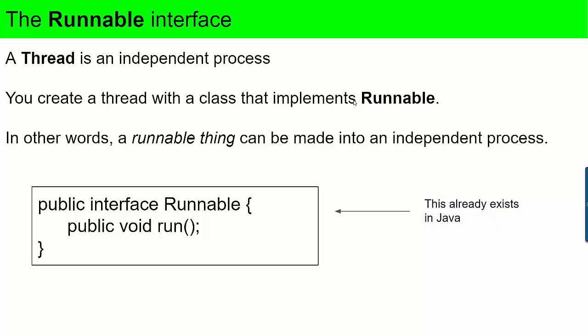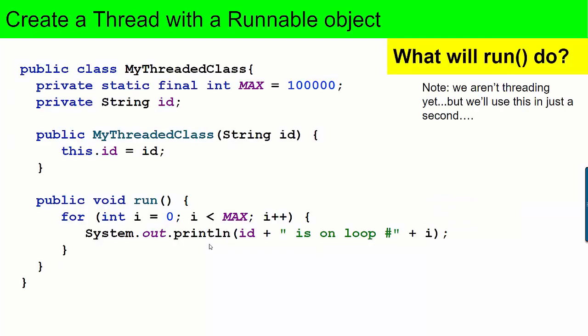The magic that makes this all possible is something built into Java called a runnable interface. The name thread refers to an independent execution process, and you can create a thread. You can instantiate a thread by giving it a class that implements the runnable interface, and you'll see what this looks like in just a second. The runnable interface consists of just a single method called run, and this run method contains whatever code you want to run independently.